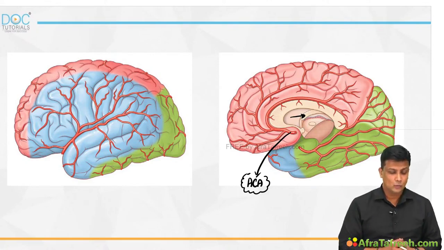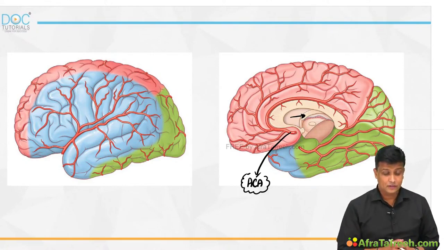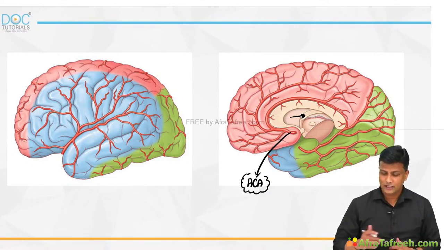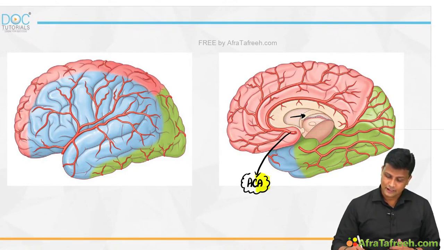So that is the one which is the main or chief artery of the medial surface, and there you find the fornix. Therefore, the answer has to be the anterior cerebral artery. So fornix will be supplied by which artery, guys? That is the anterior cerebral artery.